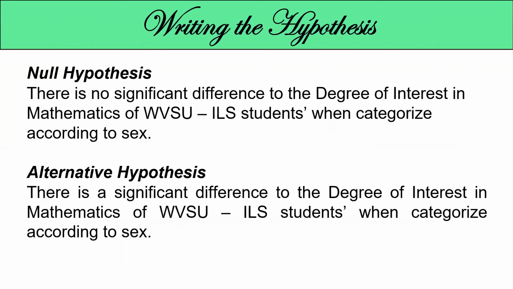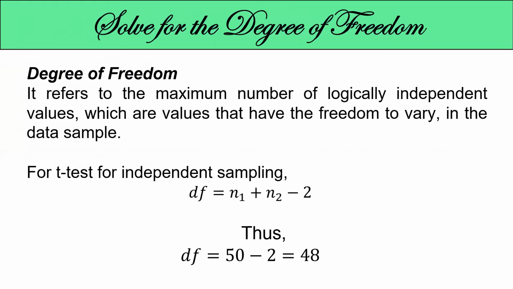Given that all of these assumptions or requirements are met in our data, let's do now the t-test for independent sampling with the first step, writing the hypothesis. So our null hypothesis is there. You may read it. And our alternative hypothesis is also there. I know you all know how to do it. And I think it's time to move forward to our degree of freedom.